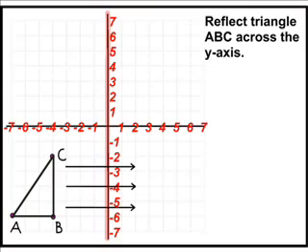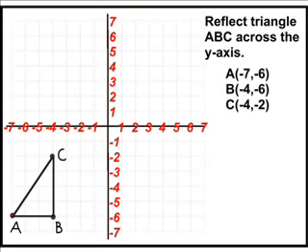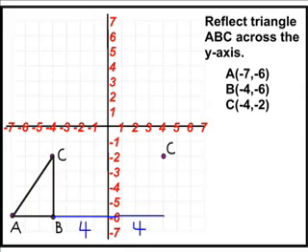Now, let's take a look at point C. Notice that point C is exactly 4 units to the left of the y-axis. So just take point C and move it 4 units to the right of the y-axis. That's the new location of point C. Point B is located 4 units to the left of the y-axis as well. So make sure to do the opposite and move it 4 units to the right of the y-axis.